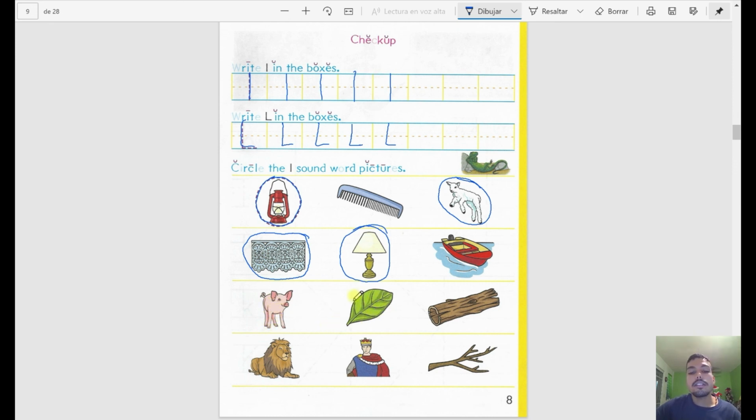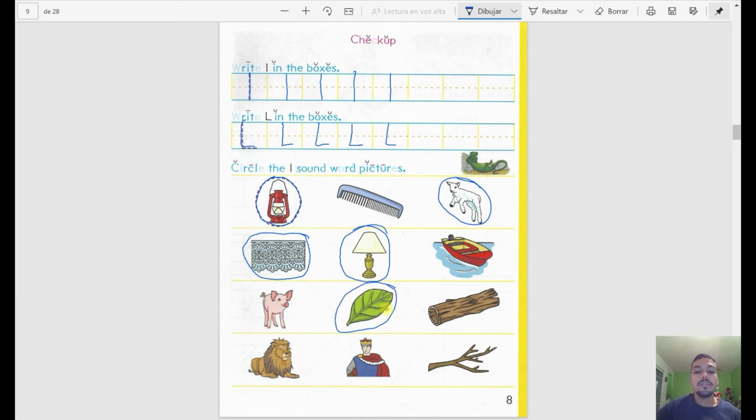The next one here is a leaf. Leaf has the sound ooh. Leaf, it has the sound. Yes, very good. Leaf has it, so we have to circle the leaf, right?